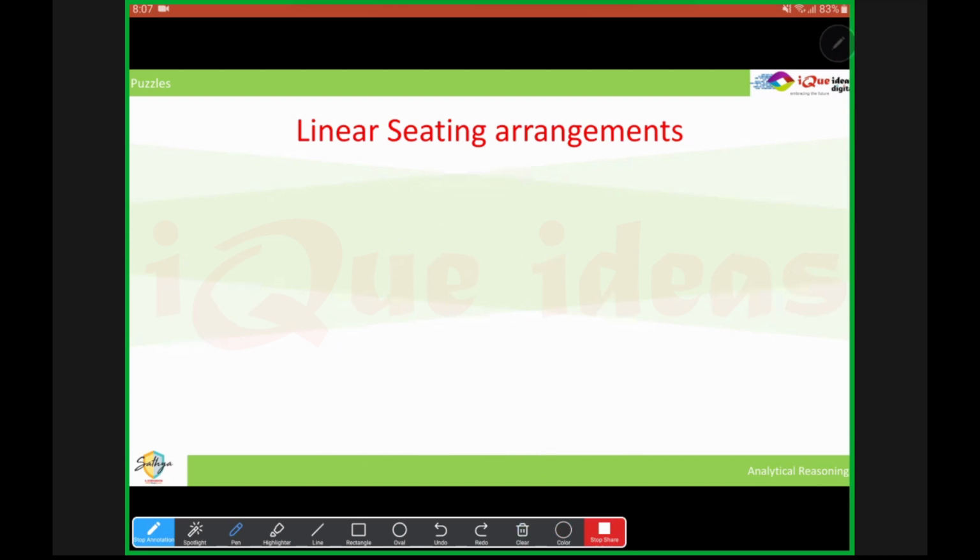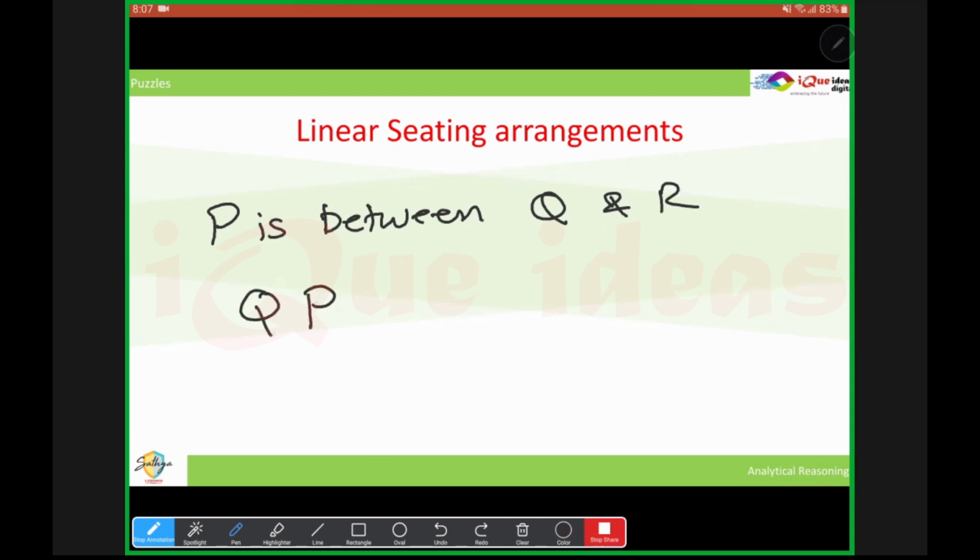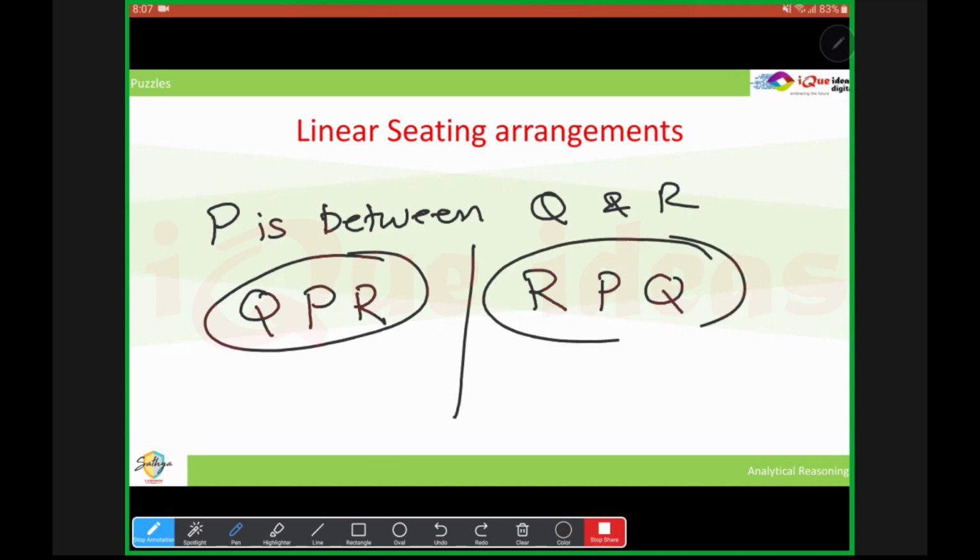Second, if I get a clue that P is sitting in between Q and R, to jab drawing diagram banayenge, yaad rakho, P is sitting between Q and R, aise bhi draw kar sakte hain, and P is sitting between Q and R, aise bhi draw kiya ja sakta hai. Because humko ye nahi pata ki Q and R mein se left pe kaun hai, right pe kaun hai. So we have to consider both the possibilities. Left right bhi ho sakta hai, right left bhi ho sakta hai.